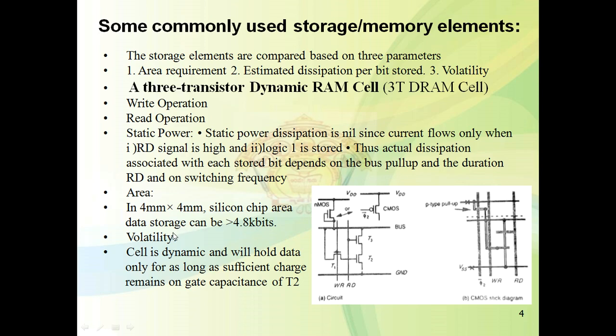And volatility: the cell is dynamic and it will hold the data only as long as sufficient charge remains on the gate capacitance of T2. When T1 is off and T3 is off, ideally it will hold the data, but it will have some leakage current. This transistor will have some leakage current, and hence the gate capacitance will discharge, and the data is going to vanish after some time.